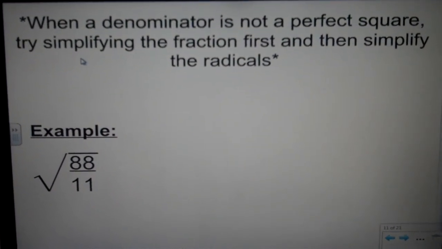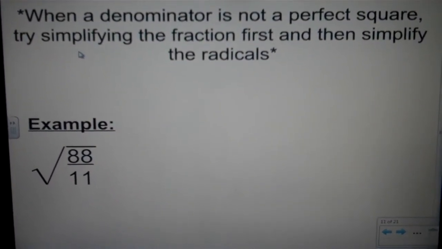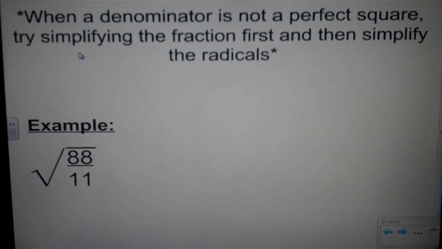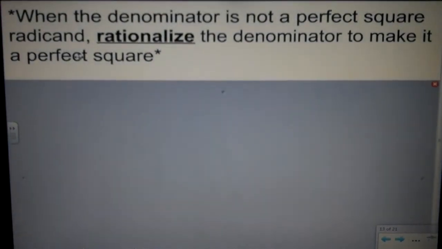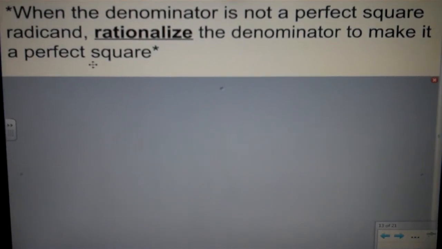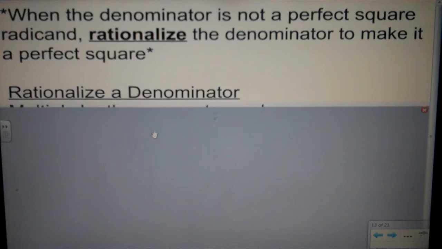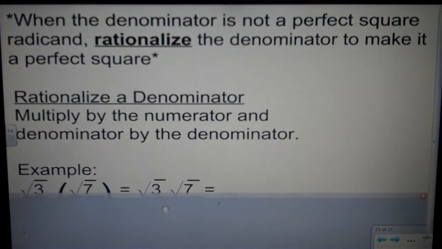Examples. Alright, when the denominator is not a perfect square, you need to simplify the fraction first and then simplify the radicals. Examples. When the denominator is not a perfect square, the radicand, or what's underneath, needs to be rationalized to make it a perfect square. And here's how we do it.